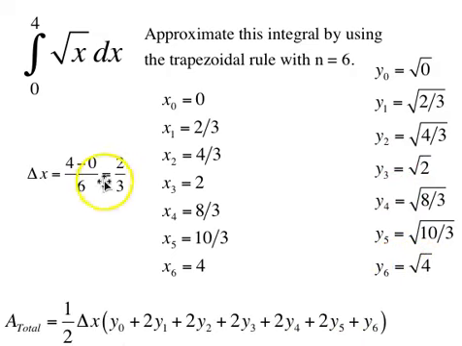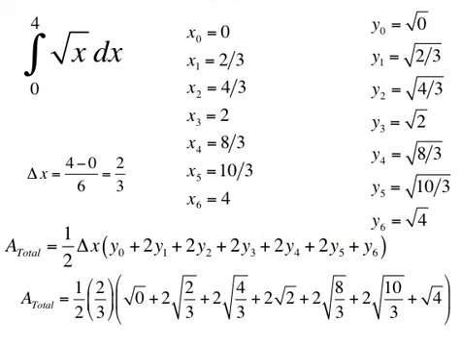So 1/2 times the change in x, 1/2 times 2/3, root 0, 2 times root 2/3, 2 times root 4/3, 2 times root 6/3, 2 times root 2, 2 times root 8/3, 2 times root 10/3, 1 times root 4. So plugging all that stuff in, we get something that certainly will need a calculator for us to approximate. So let's do that.